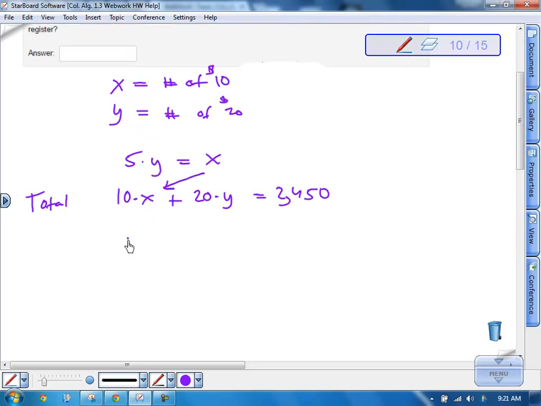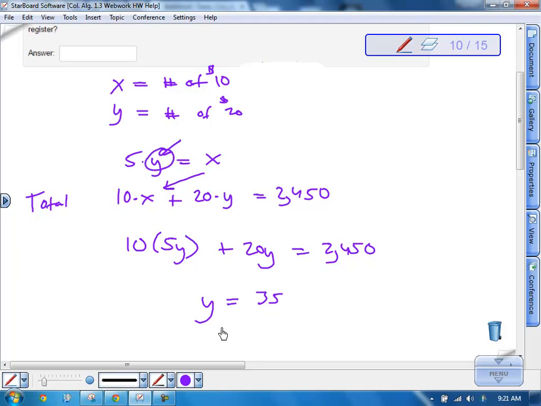And I would solve with substitution. So I plug this in: 10 times 5y plus 20y equals 2,450. And then solve this for y, which you guys can handle. When you do that, I think you end up getting 35 for mine. And when you plug it back into this equation right here, 5 times that amount will give you the number of $10 bills, which is 175, and that's the answer they want. They want the number of $10 bills.